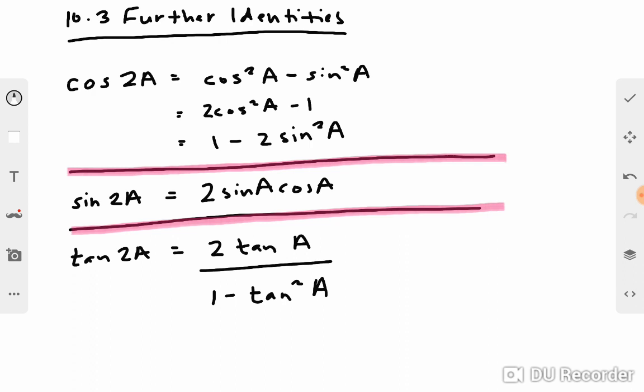If you don't have those written down, you probably want to go ahead and pause right now and write them down so that you have them with you for when we go through the next problem.